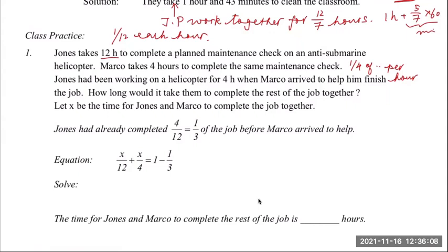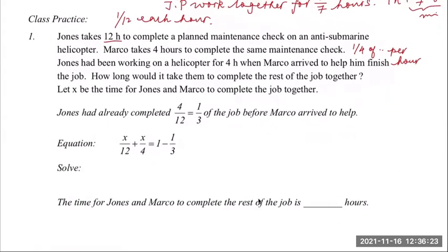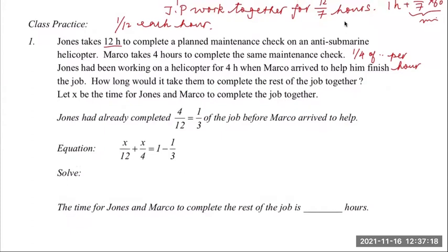So our problem is, by the time Marco arrived, Jones had been working on the task for 4 hours. Okay, so how do we solve this? We know it takes 12 hours for Jones to complete the task alone. That means each hour Jones can finish 1/12 of the task, right? We did that part here.